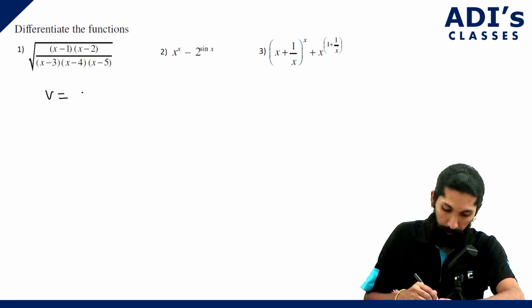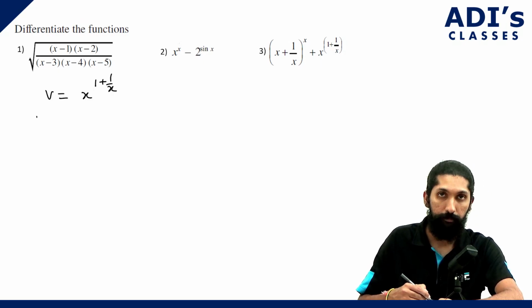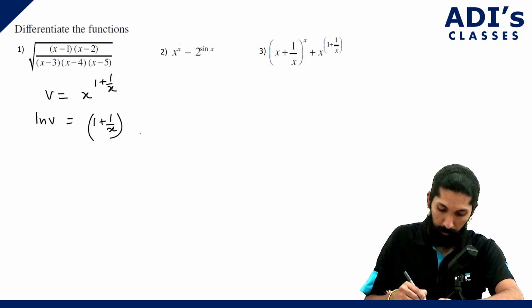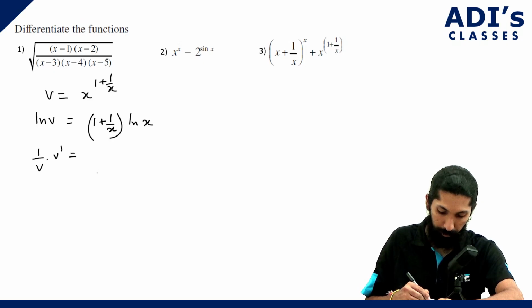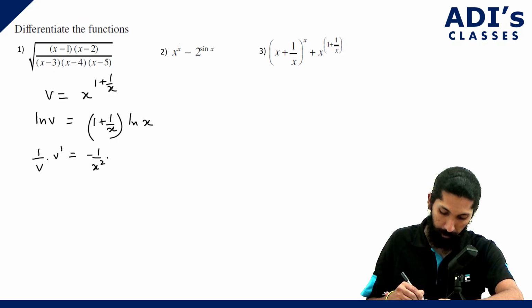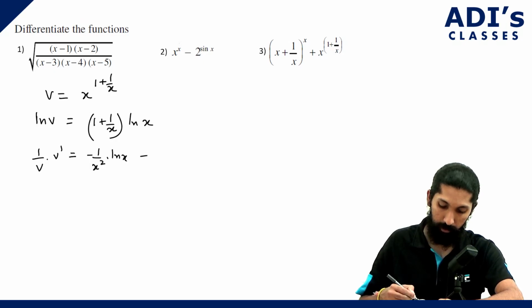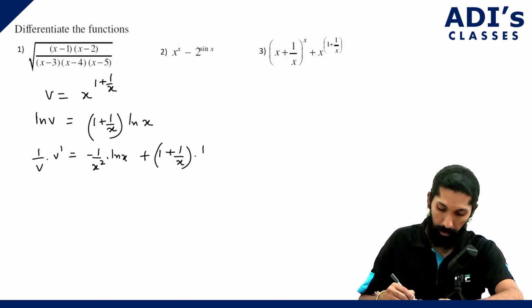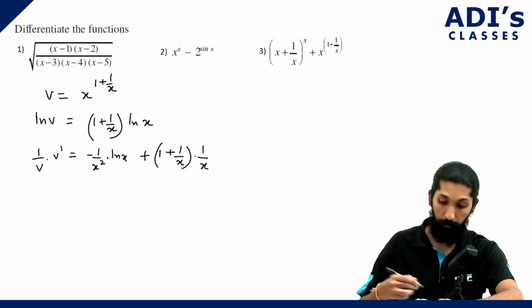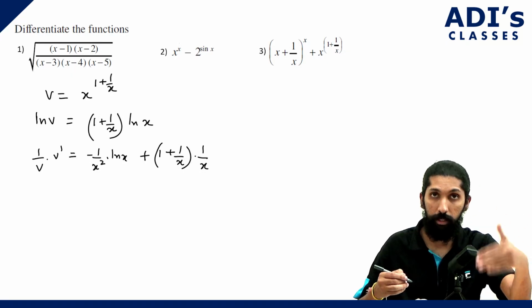v is equal to x power 1 plus 1 by x. Right? So log v is equal to 1 plus 1 by x into log of x. So 1 by v into v dash is equal to, first, minus 1 by x square into log of x plus 1 plus 1 by x into 1 by x. Fair enough? Further, we need to simplify, like you can take 1 by x square common and simplify this one.